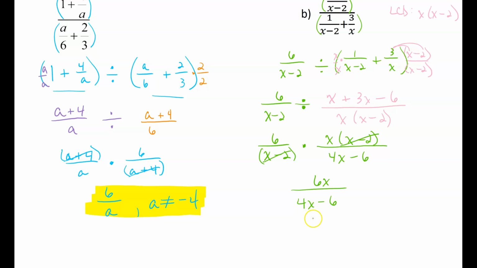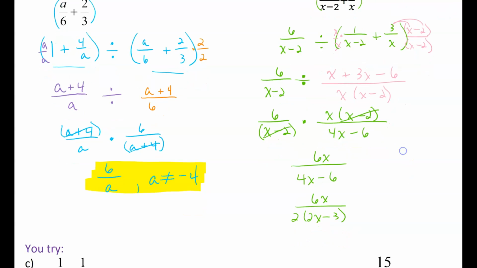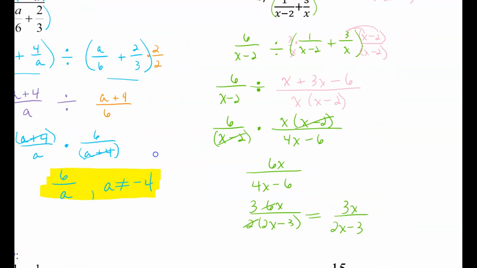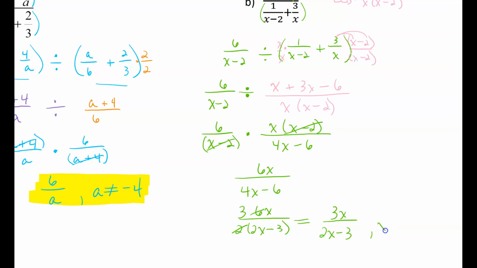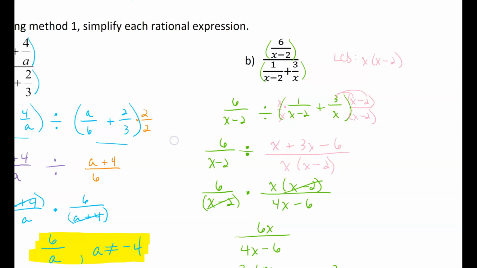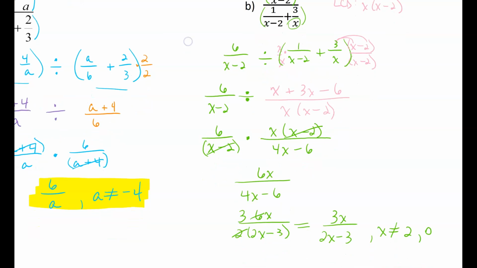Okay, my denominator is factorable by 2, so I factor the 2 out. That leaves me with 2x minus 3, which now means I can divide my 2 into the 6, and I get 3, and in the end I have 3x over 2x minus 3. And are there any restrictions on x? Yes. X cannot be 2. Anything else? 0. Also cannot be 0. And again, that comes from the original because we had that x in the denominator up there. Okay.